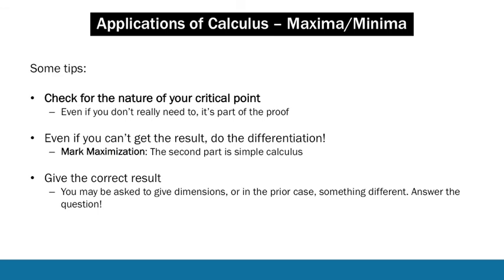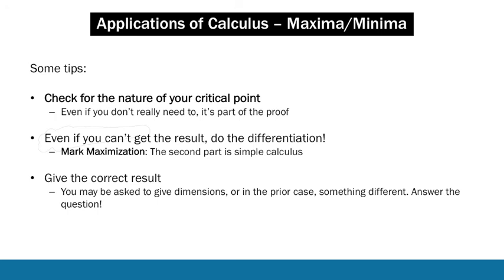Pretty much any max-min problem can be broken down into something that looked a lot like that question. Prove a result, differentiate, put equal to 0, test your point, and then get a result from that. And that third step of checking the point, that's one that a lot of people forget to do. So make sure that you're checking for the nature of your critical point. You can't assume that it's a max, you can't assume that it's a minimum. Even if you don't really need to in your head, you're like, I know what this is going to be, you need to do it, it's part of the proof.